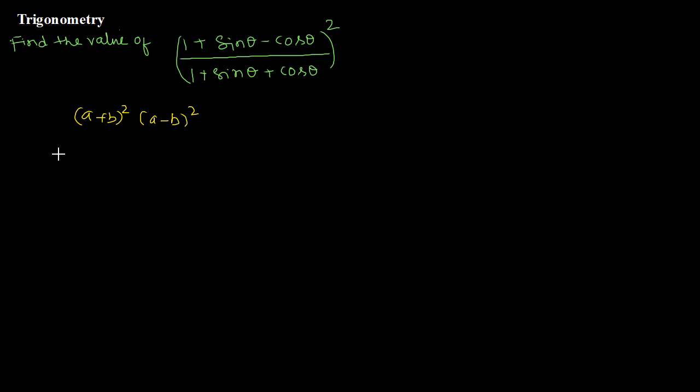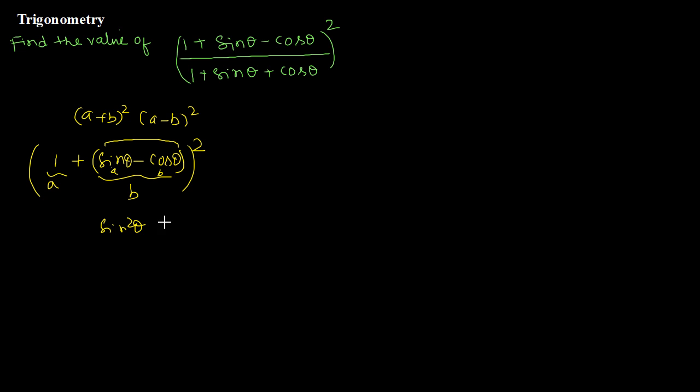When I say (a plus b) whole square, I can take it as 1 plus sine theta minus cos theta. So this turns into a and this turns into b, as a whole square. But the problem here is when we square, b square has to be, if I take it as a and b inside, sine square theta plus b square, which is cos square theta, plus 2 sine theta into cos theta. So with this option, you might not be able to get rid of this.